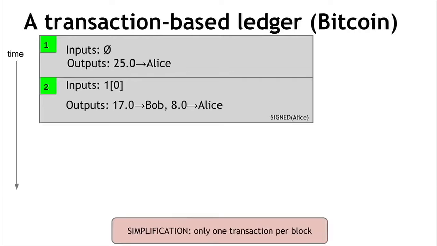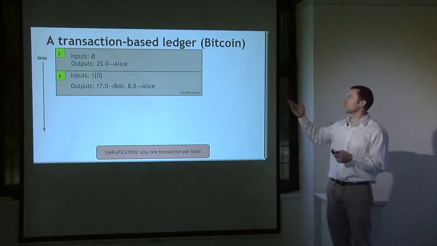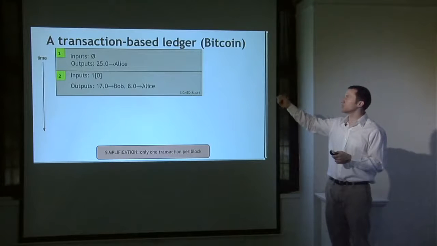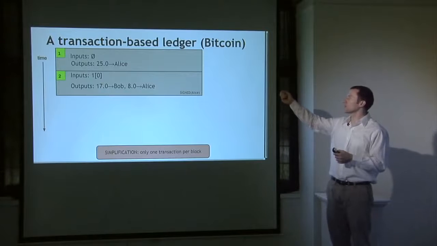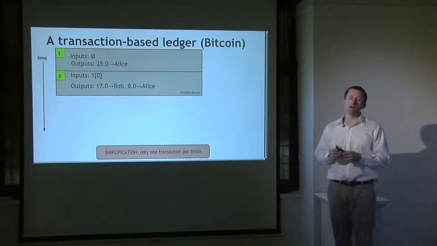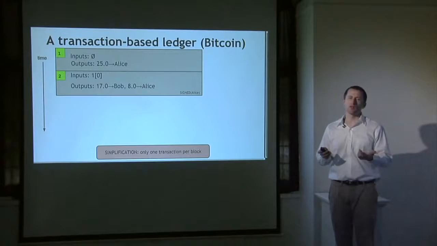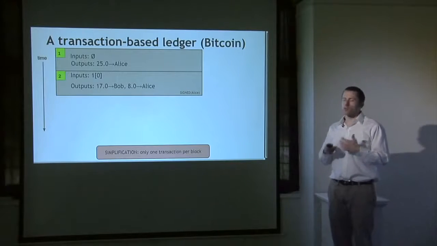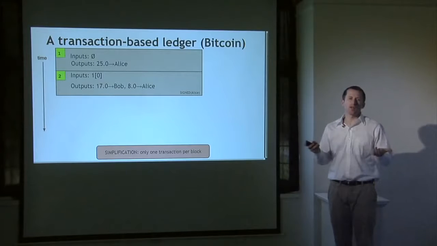Well, now she has to explicitly refer to the previous transaction where these coins are coming from. So the input to this transaction will be output index 0 from transaction 1, which we can see from the very previous transaction in the log was a transaction that assigned 25 bitcoins to Alice. And now there are two outputs of this transaction. One of them is 17 coins to Bob, and one of them is 8 coins to Alice. And of course, this whole thing is signed by Alice so that we know that Alice actually wants to do this transaction.